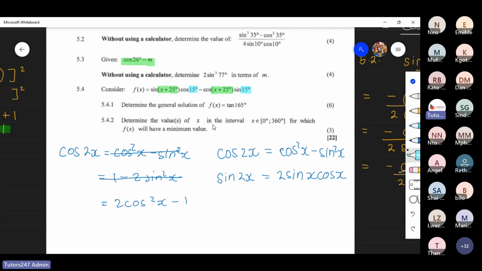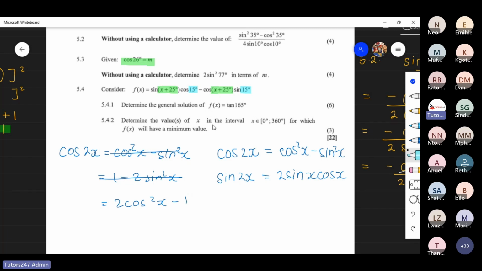Does that not remind you of your compound angle formula? You've got two angles repeating themselves and you've got sine, cos, cos, sine. That looks like our negative sine compound angle formula. Okay, so just keep that in mind.